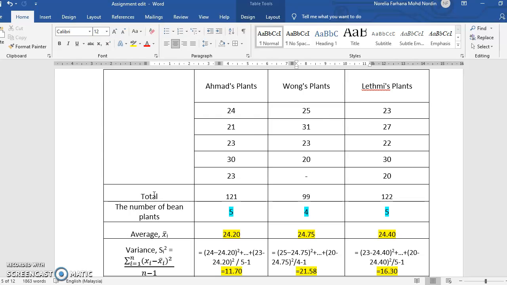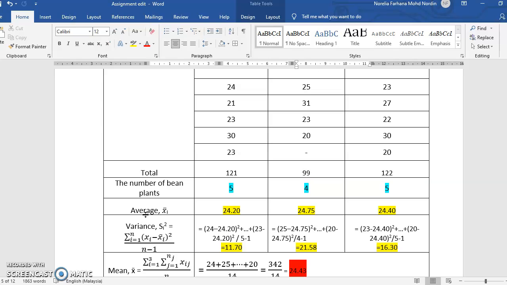First step, calculate the total height of the bean plants: 24 plus 21 plus 23 plus 30 plus 23. The answer is 121. Apply the same to group 2 and group 3. Next, state the number of bean plants, or number of samples, within the group. Group 1: 5. Group 2: 4. Group 3: 5.